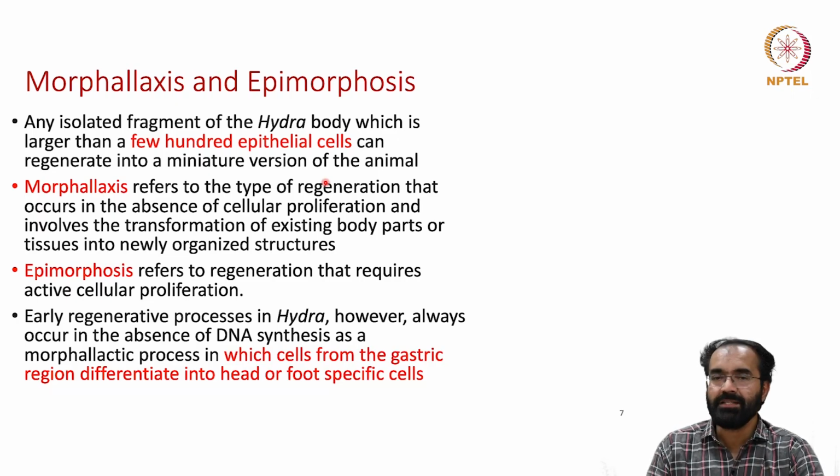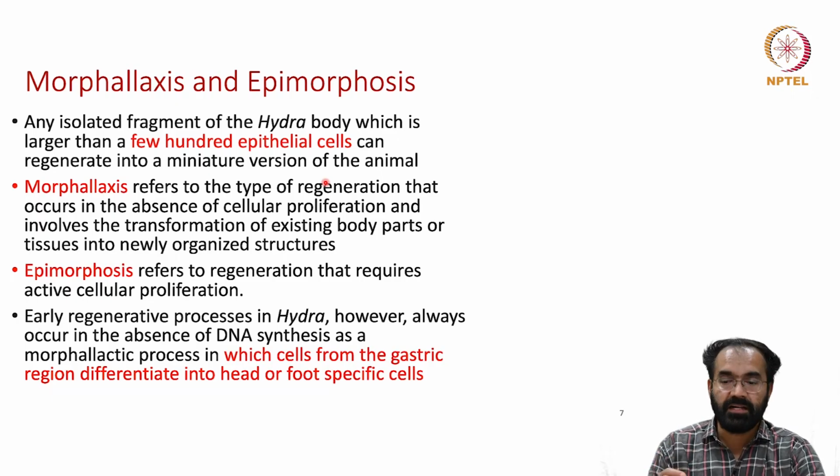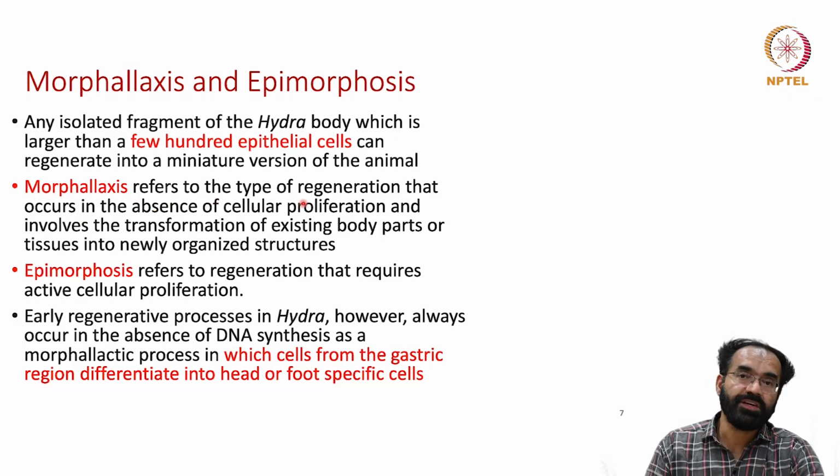Asexual reproduction means there is no involvement of gametes. Although Hydra is capable of sexual reproduction, it can make a new Hydra from a small tissue or a few hundred cells from its body. And this process is called morphallaxis. Morphallaxis refers to the type of regeneration that occurs in the absence of cellular proliferation and involves the transformation of the existing body parts or tissues into newly organized structures.